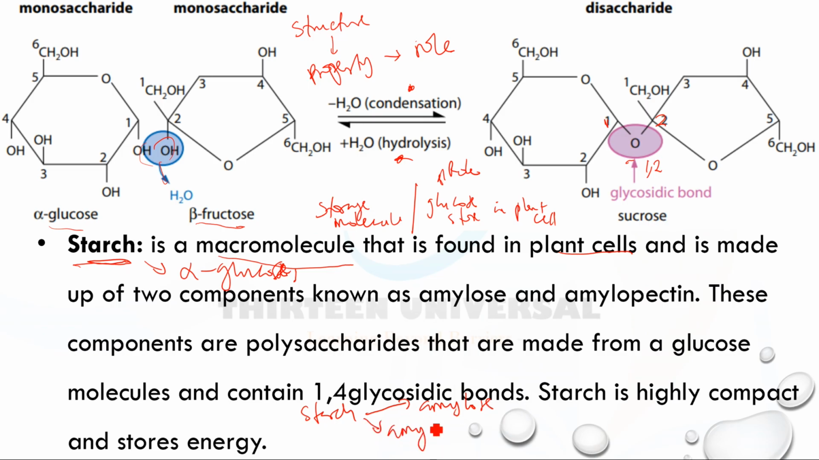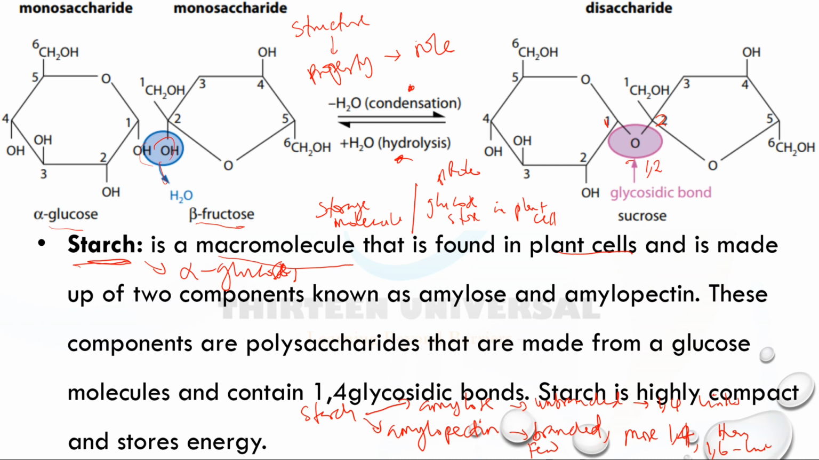The other one is called amylopectin. Okay, so amylose is unbranched. So because the polysaccharide is unbranched, it's going to have only 1,4 links. Amylopectin is branched. It has few branches. So it's going to have more 1,4, but it also has 1,6, right? Because you have few branches. Okay, is that okay? So that's the structure of starch.